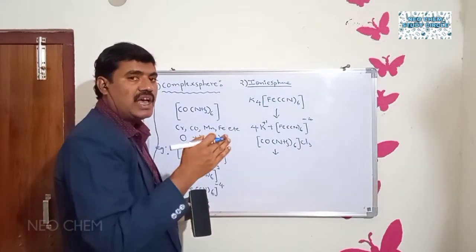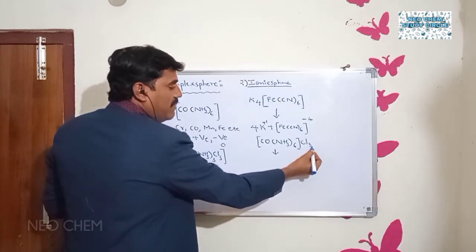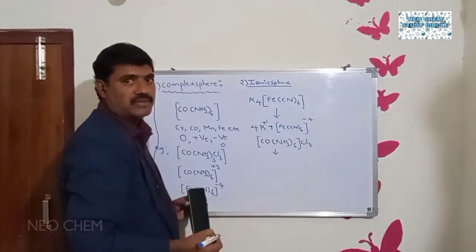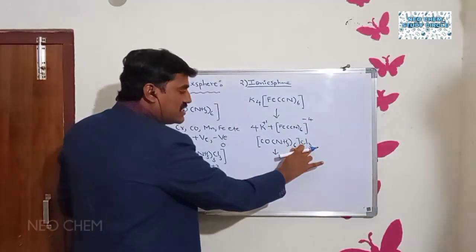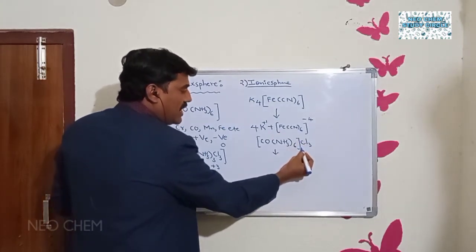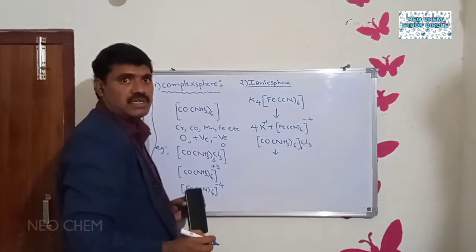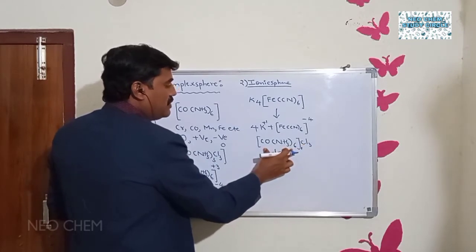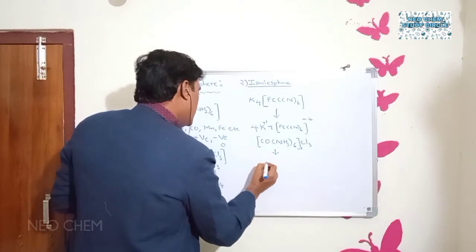Commonly in an ionic compound, the valency of the anion is equal to the charge of the cation. Don't forget, the valency of the anion is equal to the charge of the cation, and the valency of the cation is equal to the charge of the anion. So here the valency of the anion is how much? 3. That's why the complex sphere should have 3 positive charges.